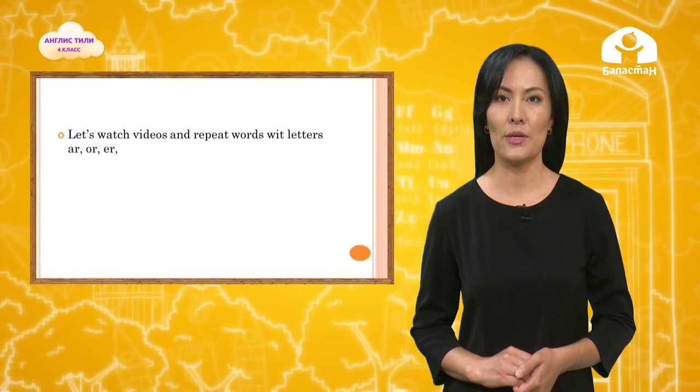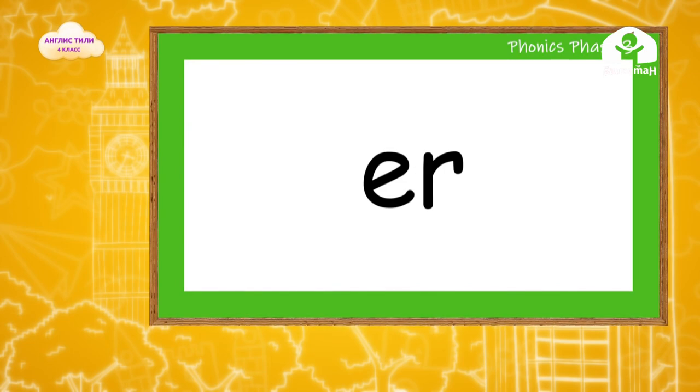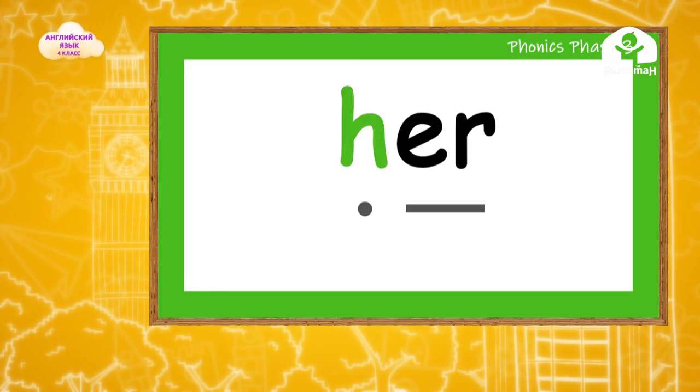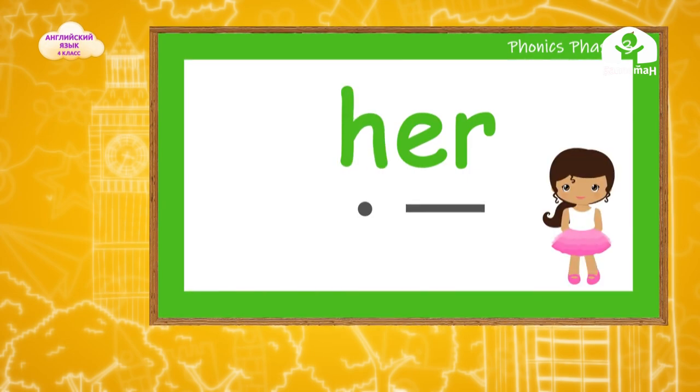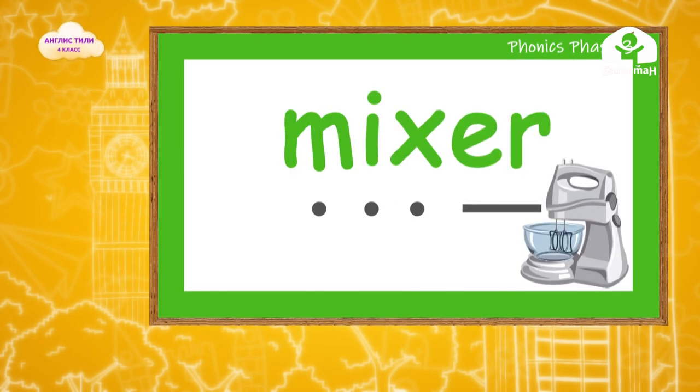Now, let's watch videos and repeat words with letters ER. E and R together make the sound ER. Two letters, one sound. H, her. Let's try again. H, her. Well done. Let's look at the next word. Mix, mixer. Let's try again. Mixer. Well done. Time for the next word.